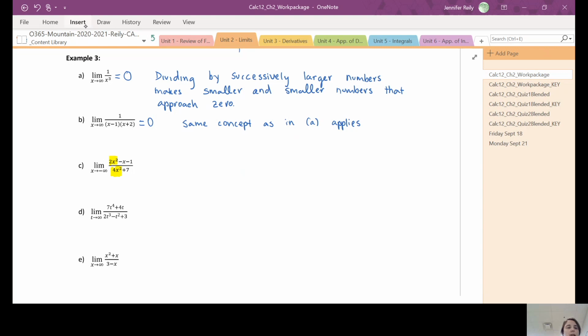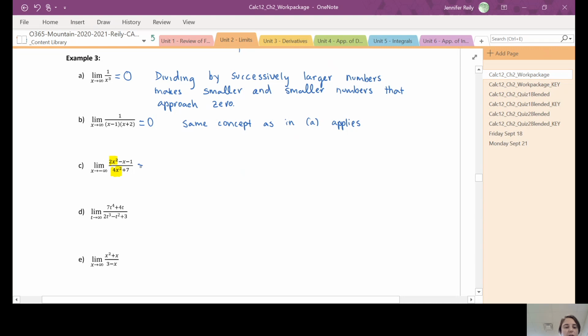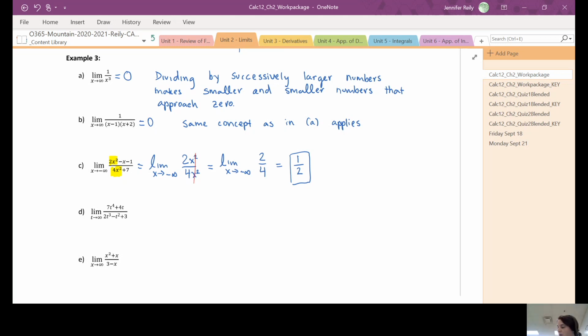So what we do is we take the dominant term in the numerator and the dominant term in the denominator and just consider those. So this is going to be the same as the limit as x approaches negative infinity of 2x squared over 4x squared. And we see a cancellation happening here, the x squared in the numerator and in the denominator. And so we have the limit as x approaches negative infinity of 2 over 4, which is 1/2. So in this case, there would be a horizontal asymptote at 1/2.